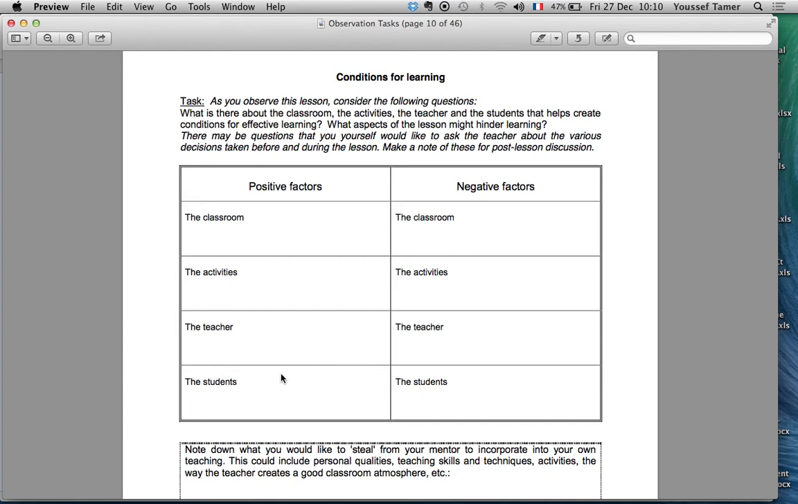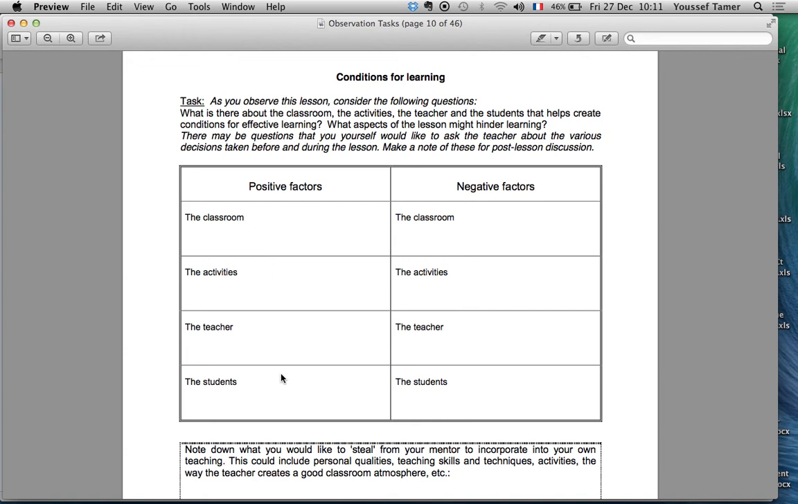Now, conditions for learning. Another element. So you have a number of things you can focus on. Okay, conditions for learning. As you observe this lesson, consider the following questions. What is there about the classroom, the activities, the teacher, and the students that helps create conditions for effective learning? So we'll try to find out these. Okay? What aspects of the lesson might hinder learning?